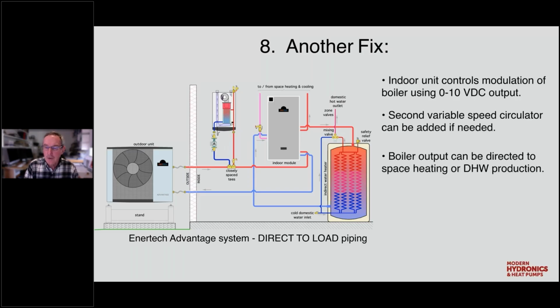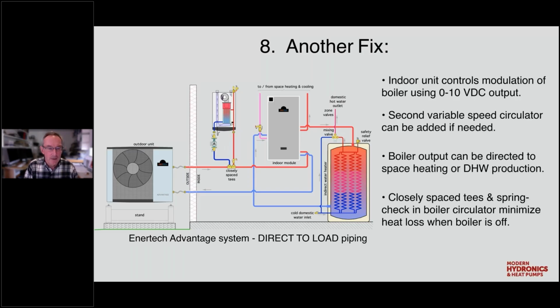Okay. So again, we've talked about all those, the closely spaced T. And again, I'll just stress that circulator should have a spring-loaded check valve in it. Those check valves need about half a PSI to open. The reason the check valve is in there is to just stop any type of flow migration from the closely spaced T's up into the boiler when the circulator is off.